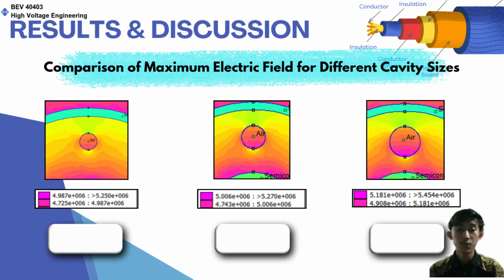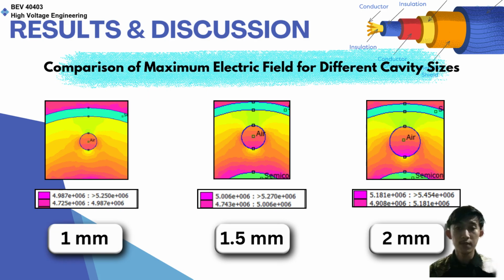Finally, this slide shows the comparison of the maximum electric field for different cavity sizes from 1.0 mm until 2.0 mm. As you can see, when the cavity size gets bigger, the value of electric field intensity also increases. For 1 mm, the peak value is around 5.25 exponent 6. For 1.5 mm, the value is 5.27 exponent 6, and the highest value is at 2 mm, around 5.45 exponent 6.